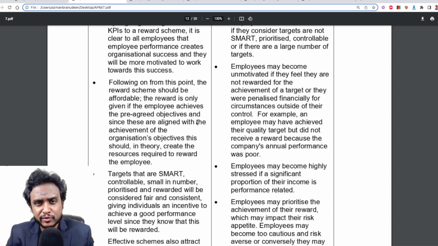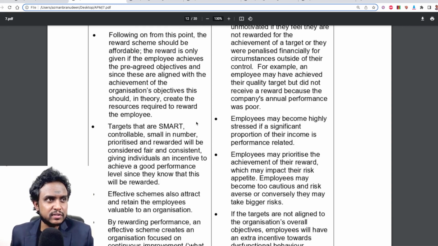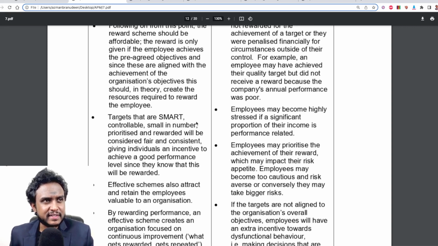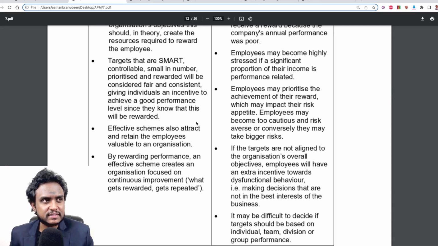So that self-funding nature is there in rewards. Targets that are smart, controllable, small in number, prioritized, and rewarded will be considered fair and consistent. So given that you do it right, employees will positively accept it.